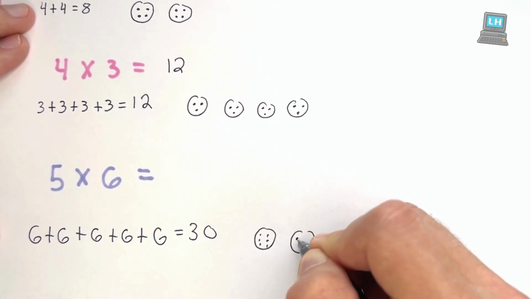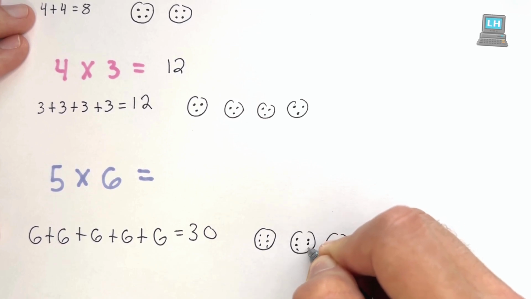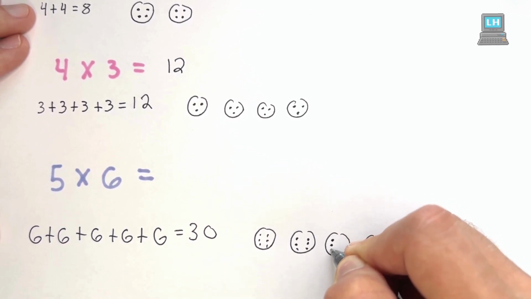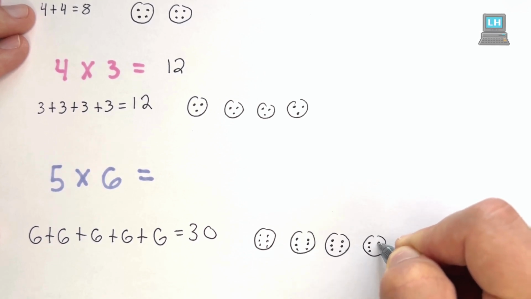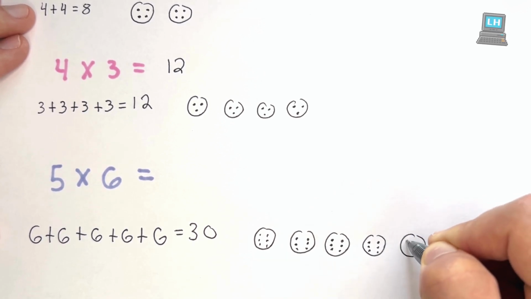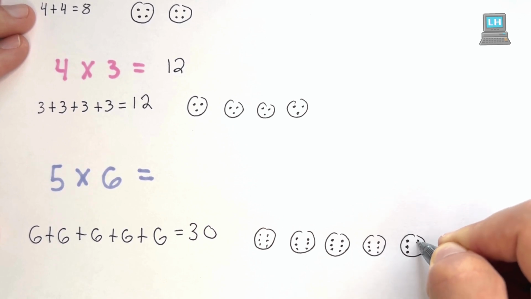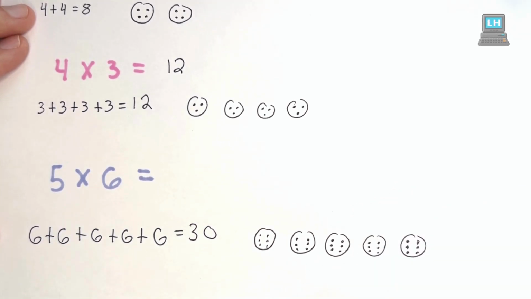1, 2, 3, 4, 5, 6. 1, 2, 3, 4, 5, 6. 1, 2, 3, 4, 5, 6. 1, 2, 3, 4, 5, 6. Okay, 1, 2, 3, 4, 5. Okay, making sure I didn't mess up.